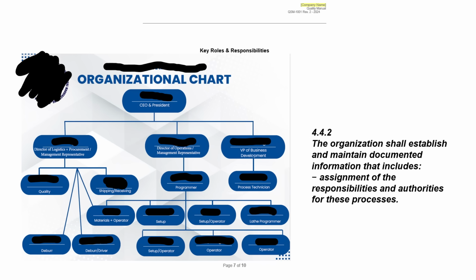Again, the organization shall establish and maintain documented information that includes assignment of the responsibilities and authorities for these processes. By creating an organizational chart, we've done that here, and we've complied with another area of the quality manual. Okay.